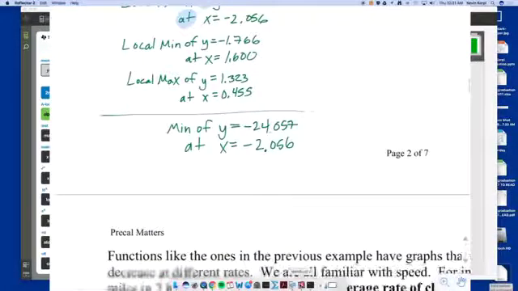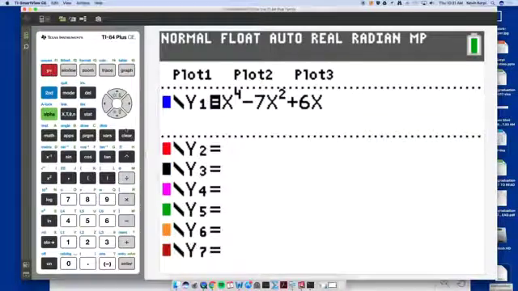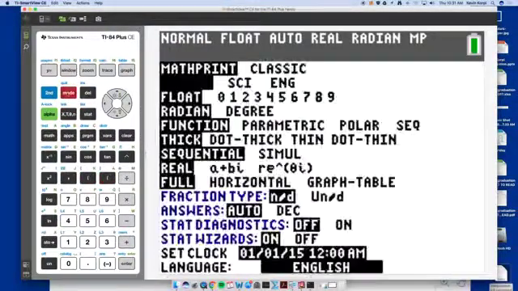All right. Let's do the next one together. U of x, right? U of x, that's an interesting one. Let's go to the calculator for that. Go to y equals, flush to get a clean bowl. There it is. Now you've got 3 parentheses, x minus 4, close. I'm going to do this one, by the way. I'm going to go to my mode, and I'm going to switch to classic.